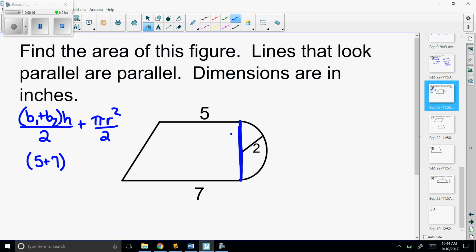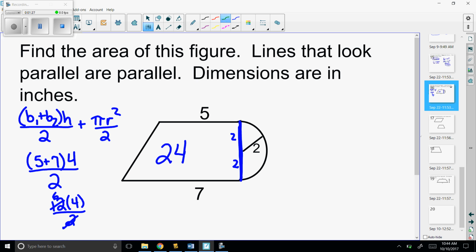If the radius is 2, you'd have 2 for the top vertical segment, and 2 for the bottom vertical segment. So that diameter is the height, which is 4. And then you would divide by 2. So that's just the area of the trapezoid. If I continue with that calculation, 5 plus 7 is 12. So I'm going to have 12 times 4 and divide by 2. I'm going to divide first. So 2 goes into 12 6 times, and 6 times 4 means that the area of the trapezoid is 24, in this case, square inches.